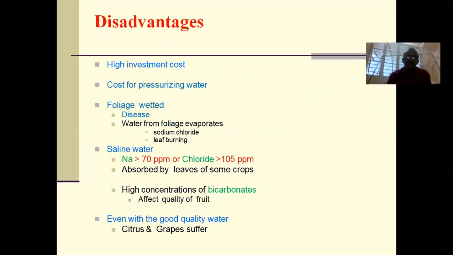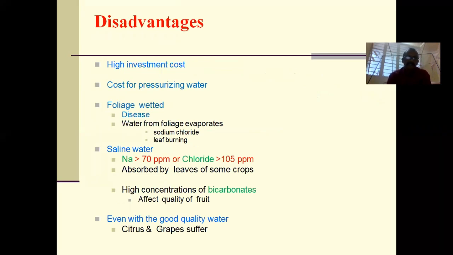And one more disadvantage is that every time we apply water on the foliage, the salt in the water will get deposited over the leaves, and that salt will cause leaf burning. So it's another disadvantage.